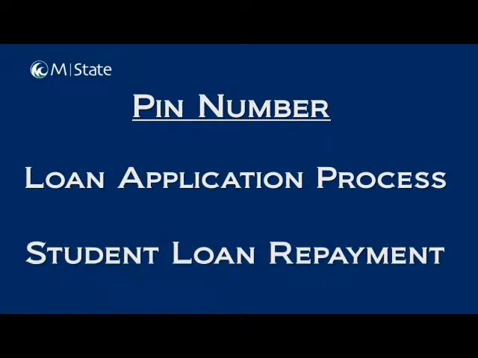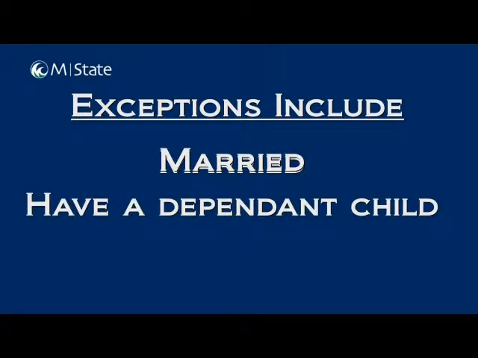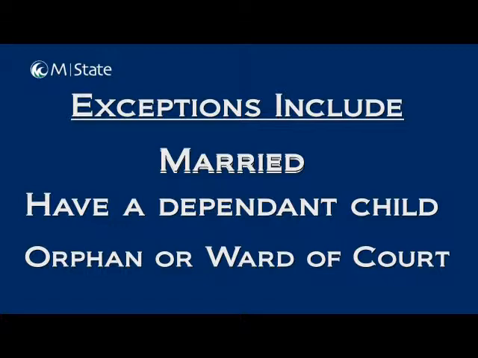If you, as a student, are under the age of 24, you may also have to provide your parents' information. Students who are married, have a dependent child, or are an orphan or ward of court do not have to provide their parents' information. Otherwise, we do require parent information.